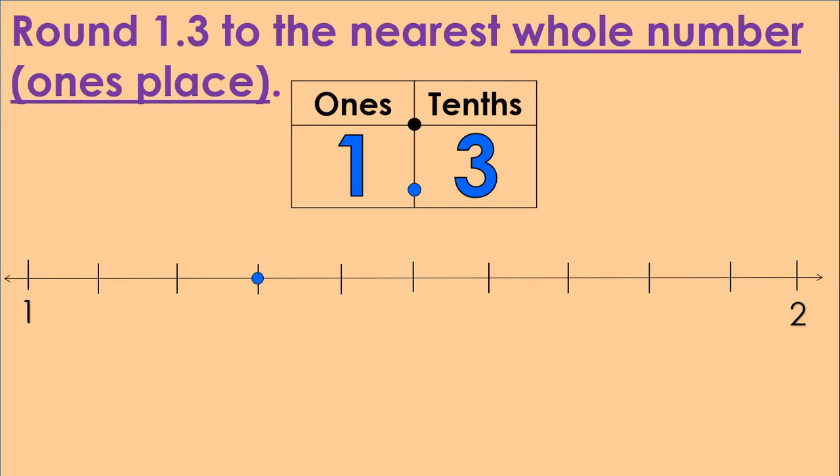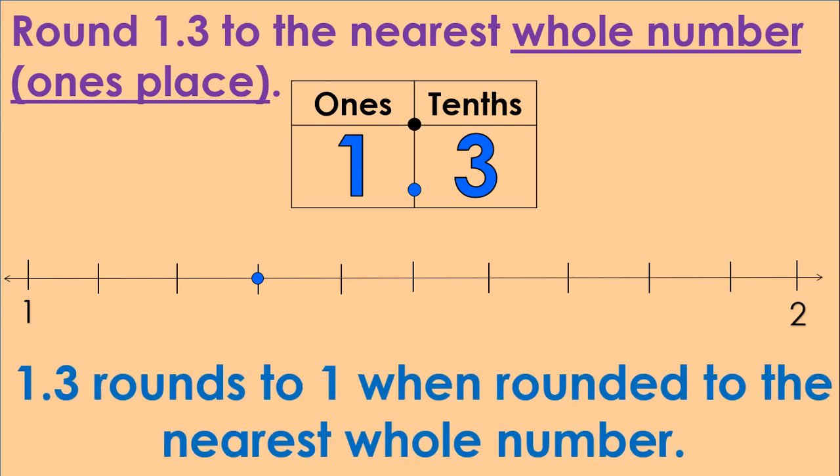Let's plot 1 and 3/10 on the number line. Here we can see that 1 and 3/10 is closer to 1 than it is to 2. So 1 and 3/10 rounds to 1 when rounded to the nearest whole number.